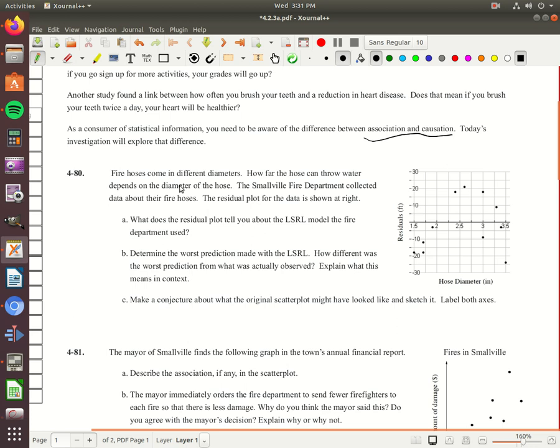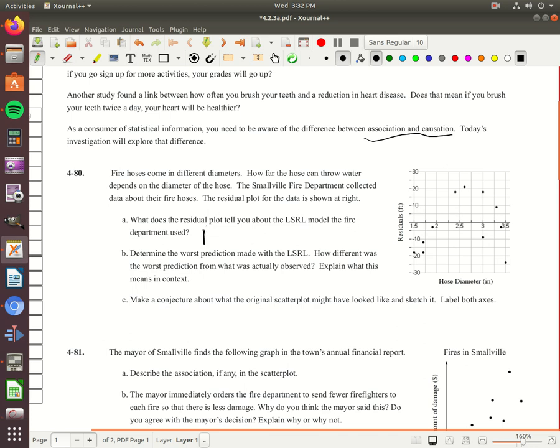So fire hoses come in different diameters. How far the hose can throw water depends on the diameter of the hose. The Smallville Fire Department collected data about their fire hoses. The residual plot for the data is shown at right. So something should jump out about this data immediately. So what does the residual plot tell you about the LSRL model of the fire hose?